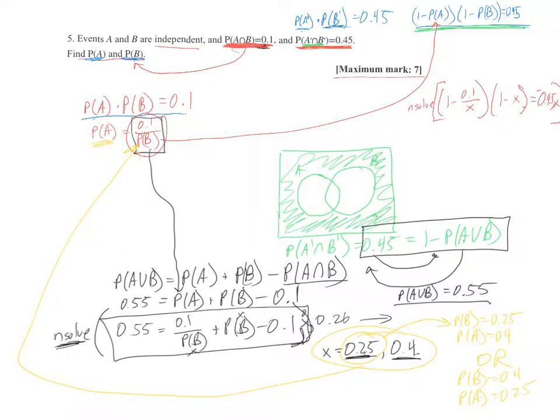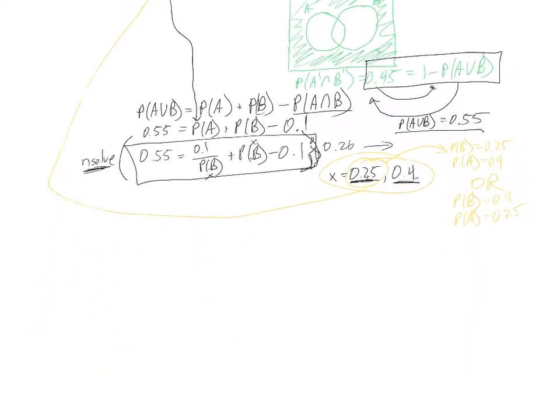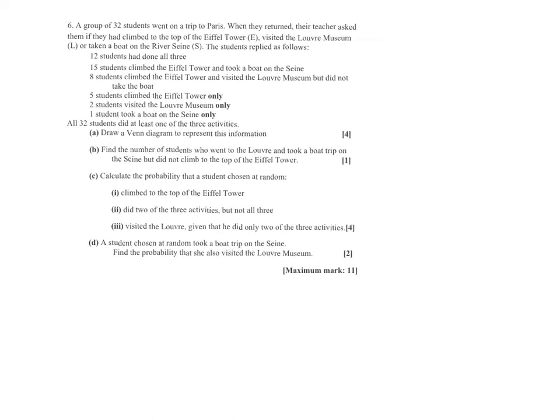All right. Okay, that is question number 5, which was definitely the hardest question for most people. We'll move on to 6. Getting pretty close. This is our last question here. A group of 32 students went on a trip to Paris. When they returned, their teacher asked them if they climbed to the top of the Eiffel Tower, visited the Louvre, or took a boat on the river Seine. I have no idea how to say that, but anyway. The students replied as follows. 12 students did all 3.